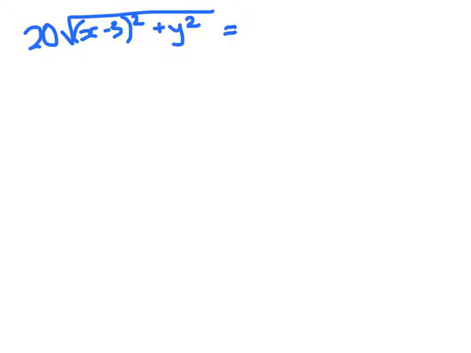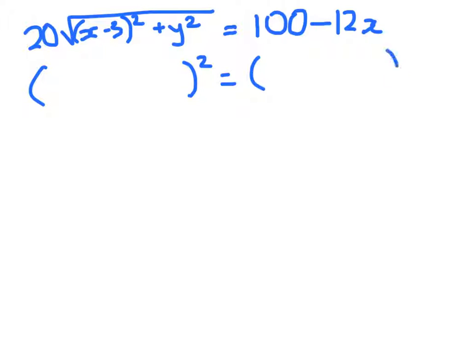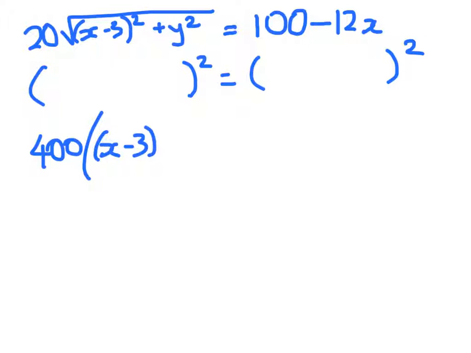Okay, so we've got this. Now I'm trying to remember what we have. I think we have 10 minus 12x. No, we don't. We have 100 minus 12x. Right, I'm going to square both sides. So we have 400 times (x minus 3) squared plus y squared.